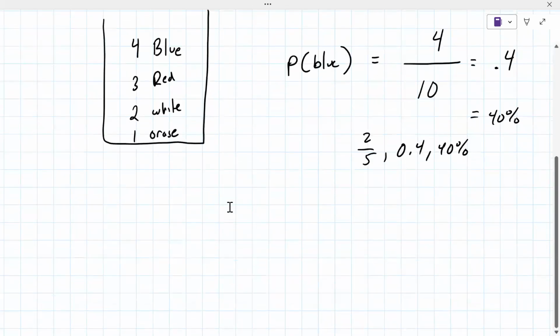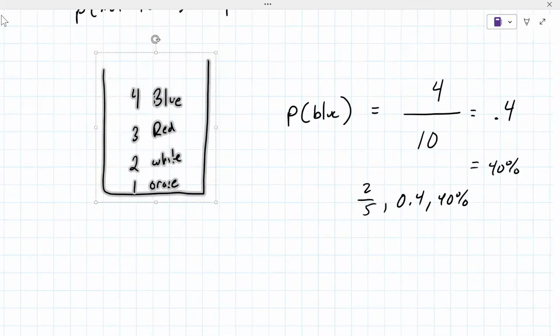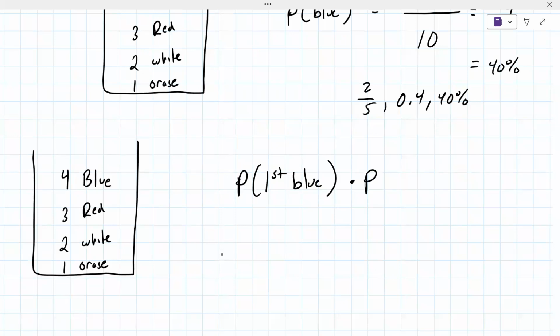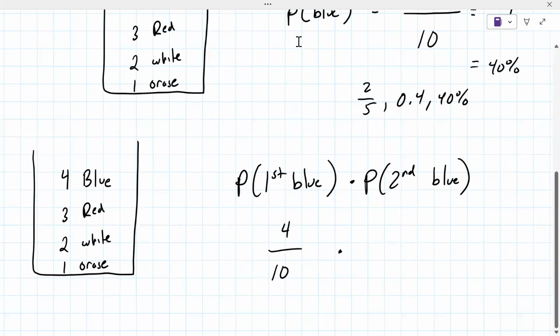Now, did you talk about the probability of 2 blue marbles? The probability that the first one is blue times the probability that the second is blue. We already know the first one, 4 out of 10. But what about the second one? Would it be 2 out of 10? Well, assuming you selected a blue marble, how many blue marbles are left? Oh, 3. And assuming you took a marble out, there's no longer 10. How many are in here?